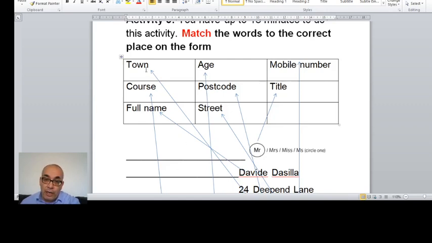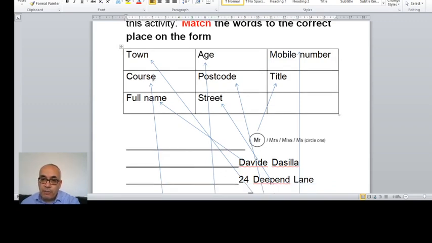You need to draw a line between town and Tiverton. You need to draw a line between, for example, street and 24 Deep End Lane. In this way, you understand the question, you know the meaning of match, you draw a line between the words in the boxes and the words under the boxes, and you finish doing this question.